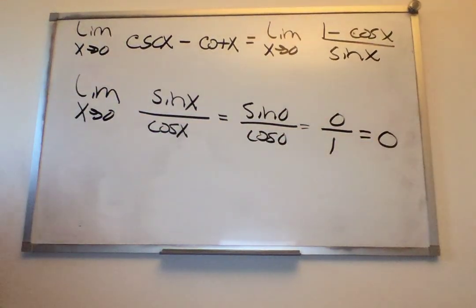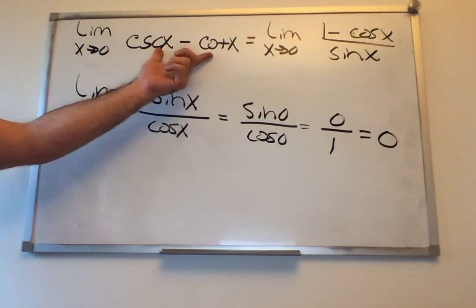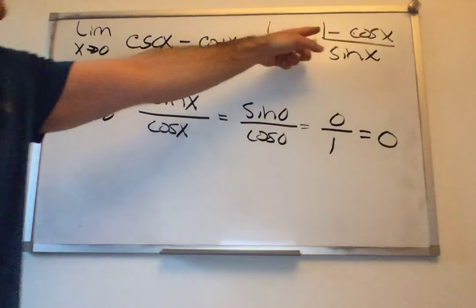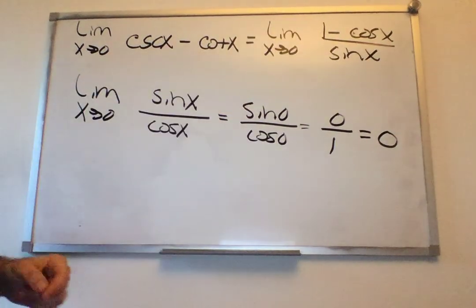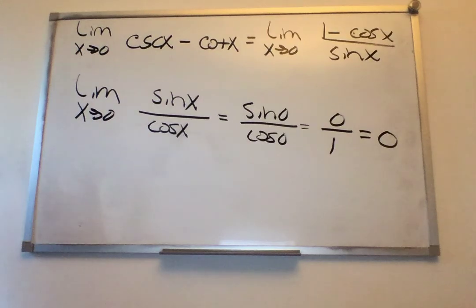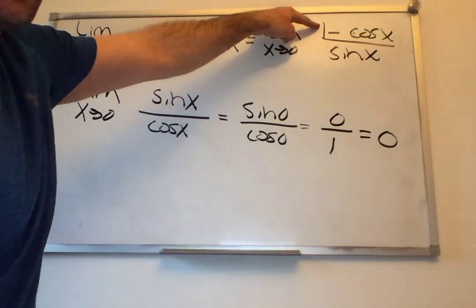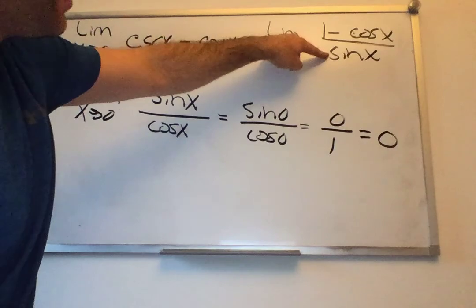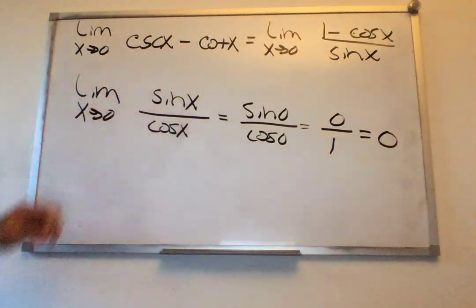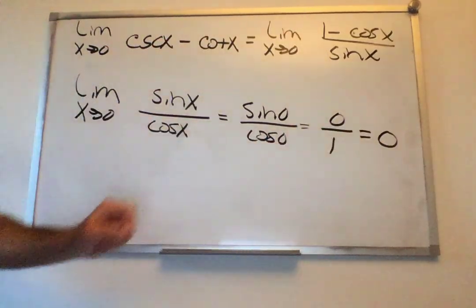All we did was show that this was an indeterminate form, rewrite it in a form where we get 0 over 0 or infinity over infinity, so we can use L'Hopital's rule. We took the derivative of the numerator, took the derivative of the denominator, then evaluated the limit, and got 0. Okay?